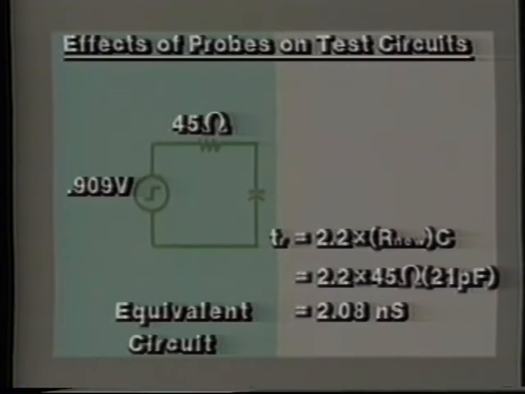The capacitor now sees an equivalent resistance of R probe in parallel with R source, creating a new lower R source of 50 in parallel with 500, or 45 ohms. Our new equivalent circuit delivers a rise time of 2.2 times 45 times 21 pF, or 2.08 nanoseconds, faster than the rise time without the probe. Can you improve a circuit just by adding a probe? Well, not really.